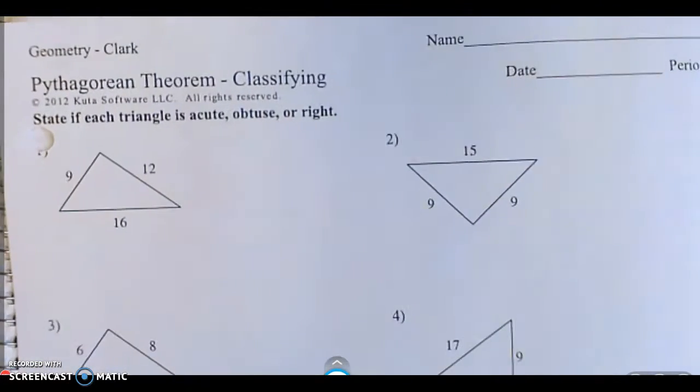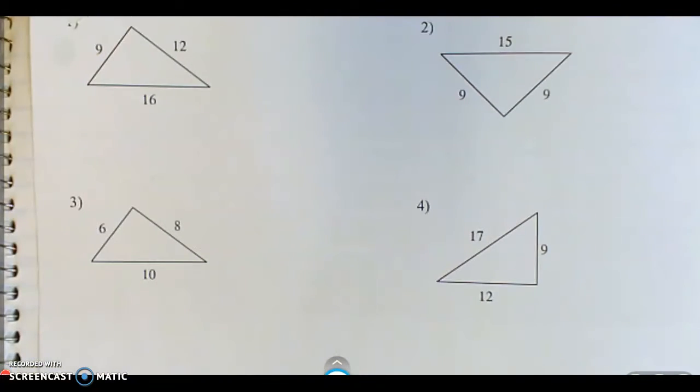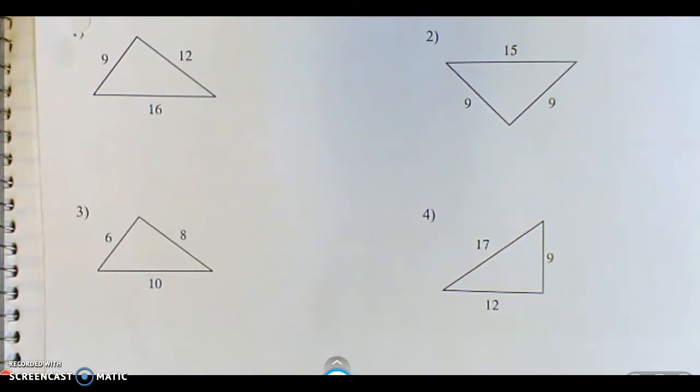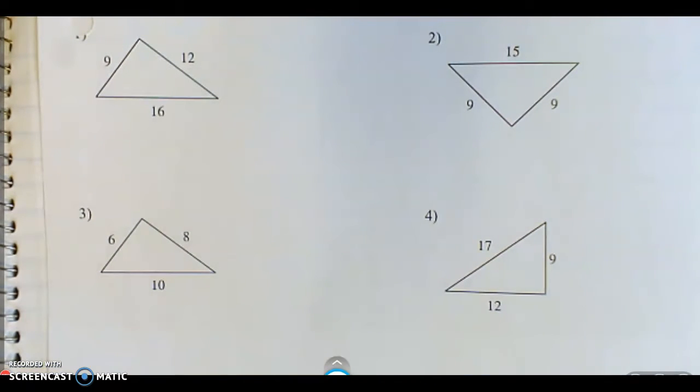Now, if you do not have a right triangle, and you're trying to determine, well, is this a right triangle or not? See, if you look at these examples right here, a lot of them look like they could be. What you do is you do Pythagorean theorem, and then you check to see if it works, or if it's greater, or if it's less.